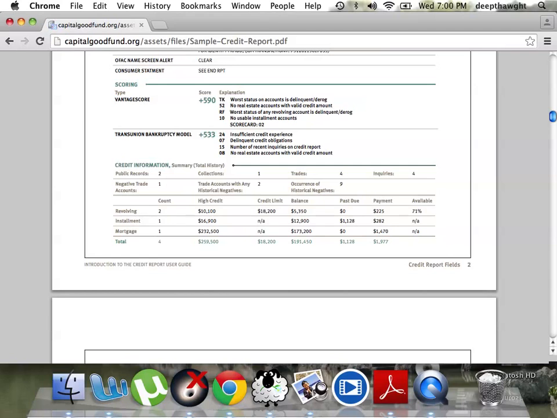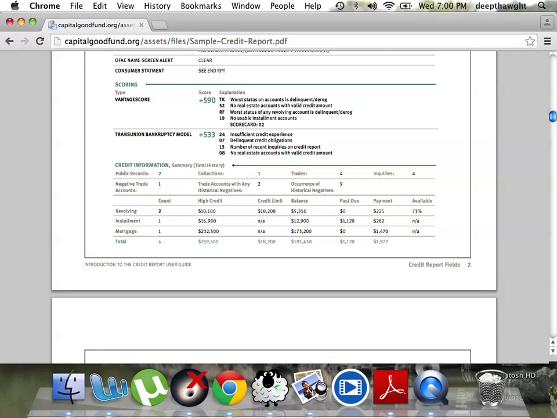Now, this is very important. You have three different types of accounts. You have revolving accounts, revolving credit, you have installment loans, and you have mortgages. Now, revolving credit tends to be kind of like your credit card debt. So you have a credit card, for example.